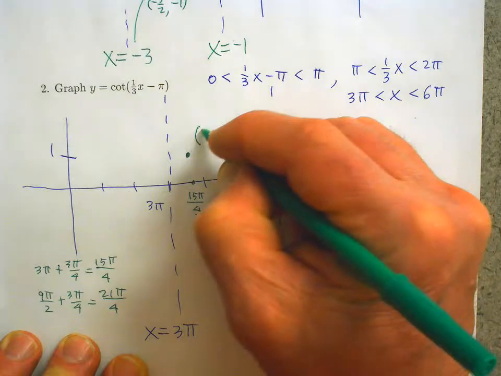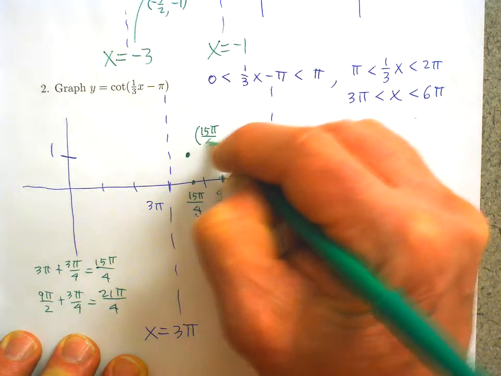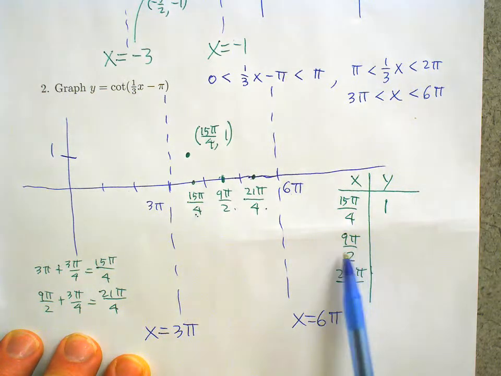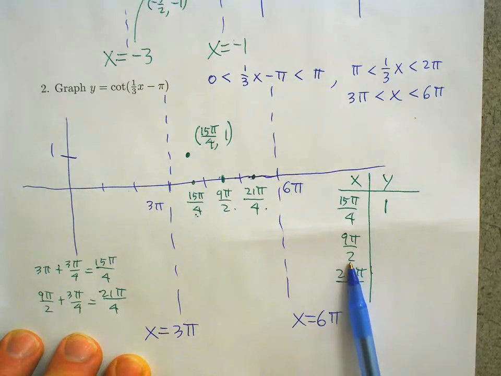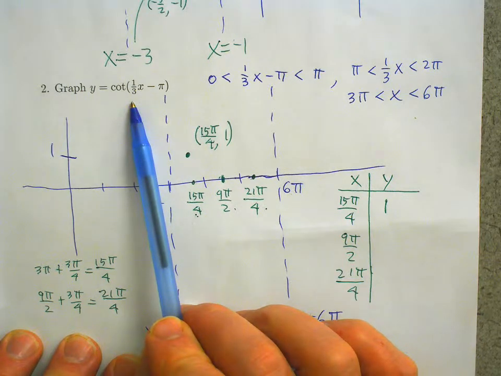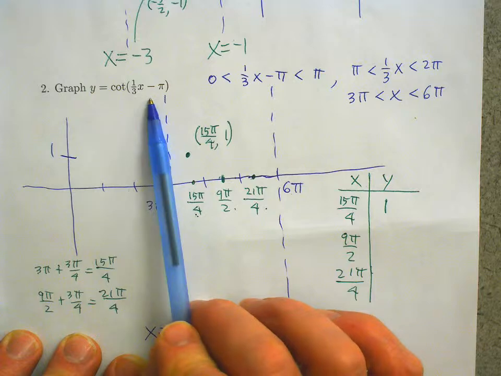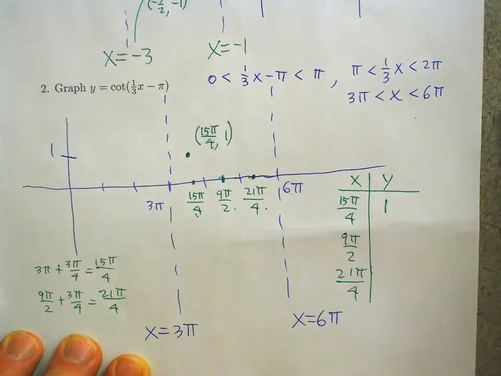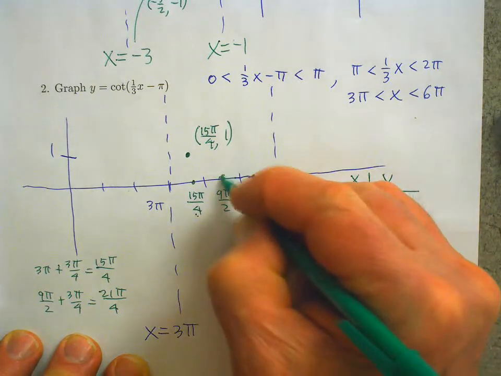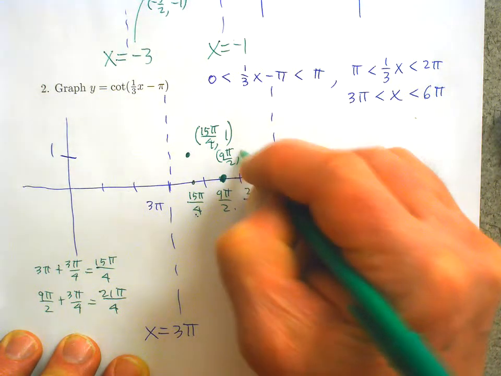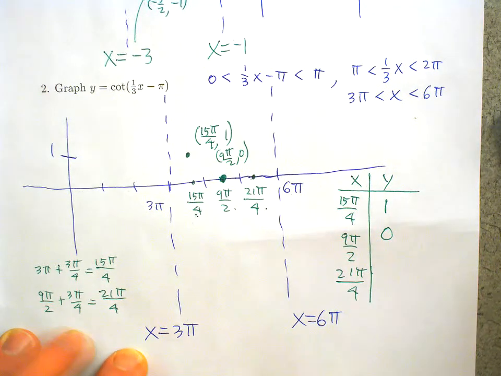So the x-coordinate 15 pi over 4, the y-coordinate is 1. So if you know anything about graphing cotangent functions, that's a good sign. Okay, when x is 9 pi over 2, 1/3 of 9 pi over 2 is 3 pi over 2. 3 pi over 2 minus pi is pi over 2. Cotangent of pi over 2 is 0. So this is a point on the graph, 9 pi over 2, 0. One of the 3 key points.